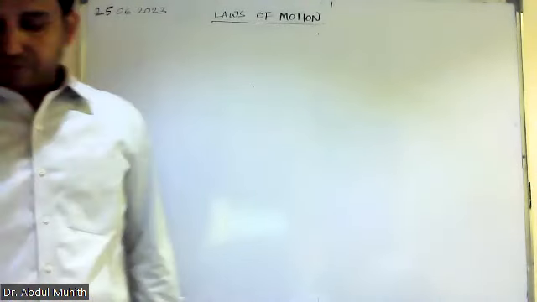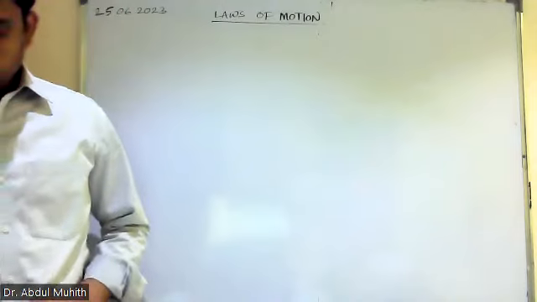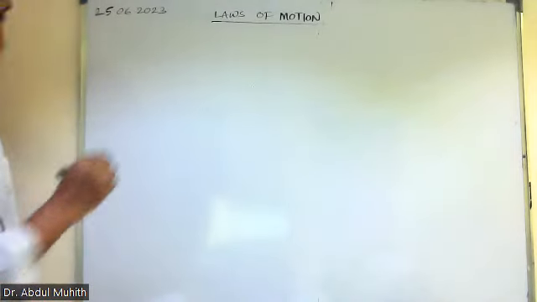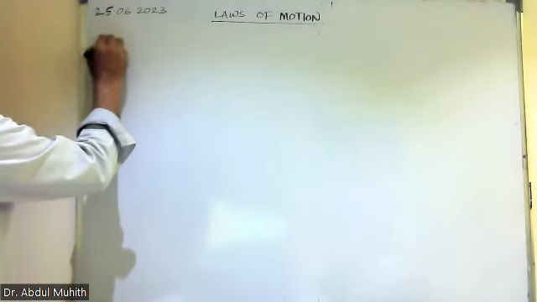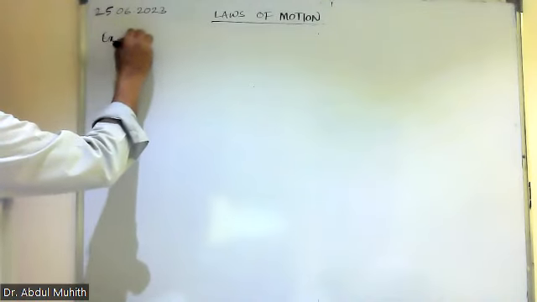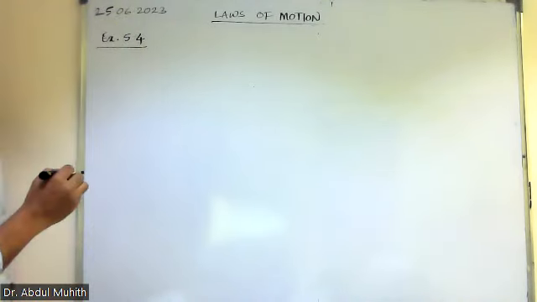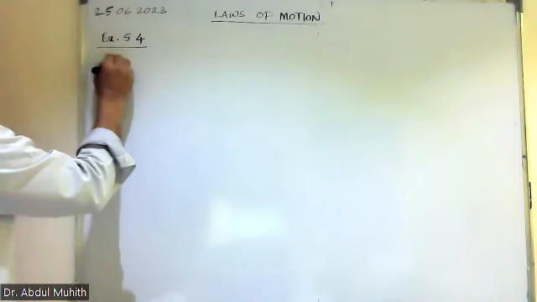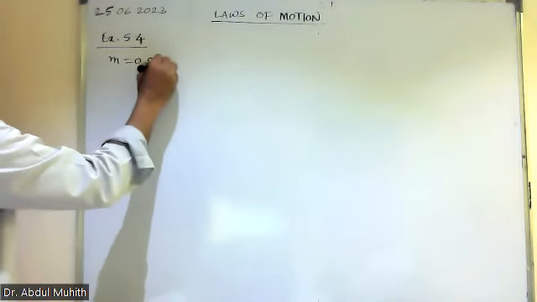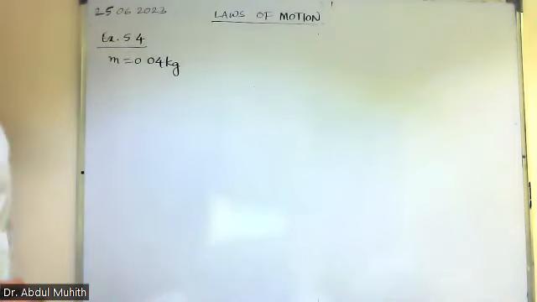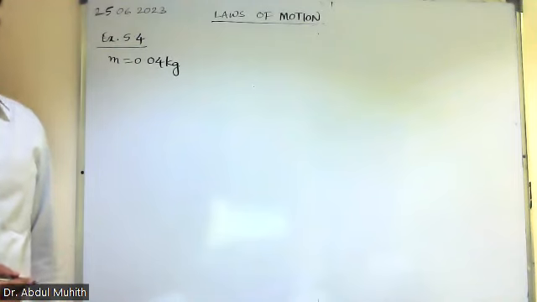See, the problem is, the numerical is a bullet of mass 0.04 kg. This is example question number 5.4. Now, mass is how much? The mass is 0.04 kg. The way to solve the problem is also important. First, write the given details.